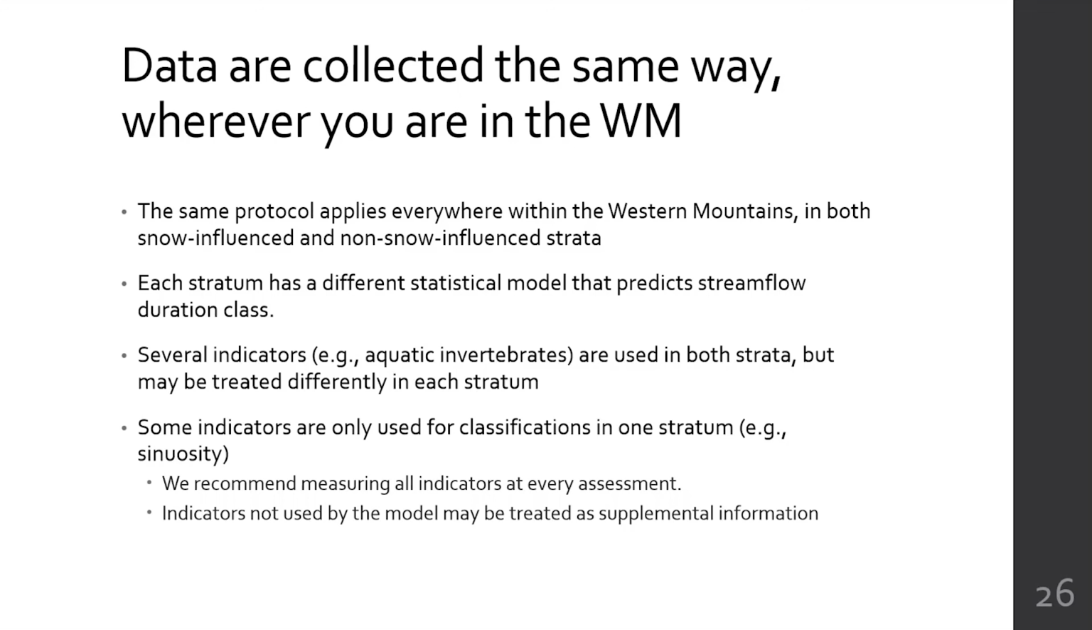And some indicators are only used in one stratum, for example, sinuosity. Even though you might not need to use sinuosity in, say, the snow influence stratum, we recommend still measuring all indicators at every assessment. And indicators that aren't used by your model can be treated as supplemental information once you're reviewing your assessment.